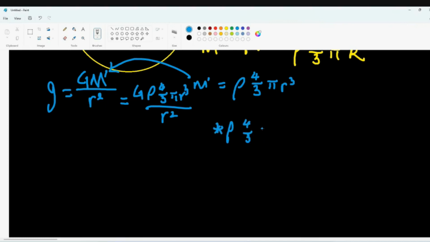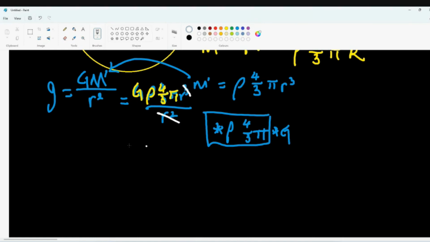The density, 4 over 3 π is a constant, and it includes the gravitational constant G. So all these are constant: G, density, 4 over 3 π. At the same time, we can simplify R squared and R cubed to become R. Then we have g equal to G times density times 4 over 3 π times R, and this is a constant.